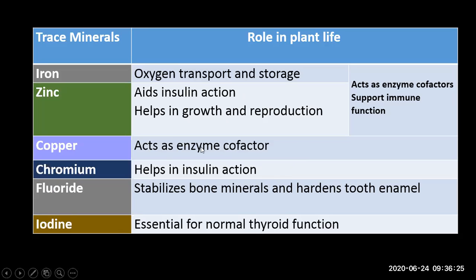And fluoride is the mineral which is involved in stabilizing bones and hardens tooth enamel. Now, it is enamel, tooth enamel, the outermost covering of the tooth, the one which makes your teeth appear shiny and bright. It is a very thin layer, and it protects our teeth, and that shiny layer gives beauty to our teeth. So this fluoride mineral is stabilizing bone, other minerals, and it is also hardening tooth enamel.